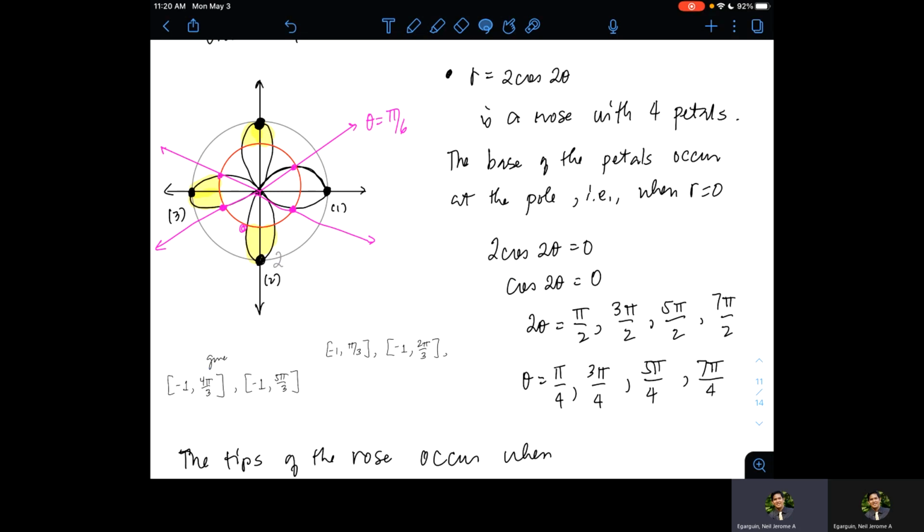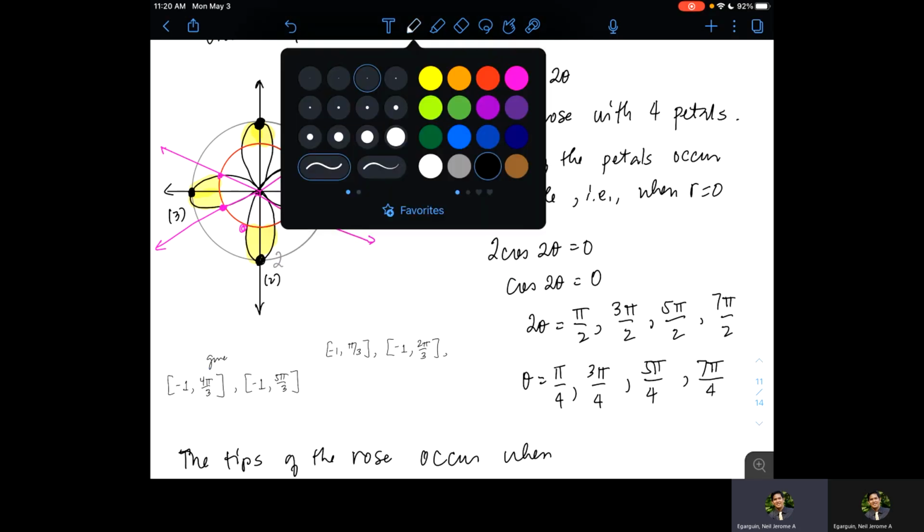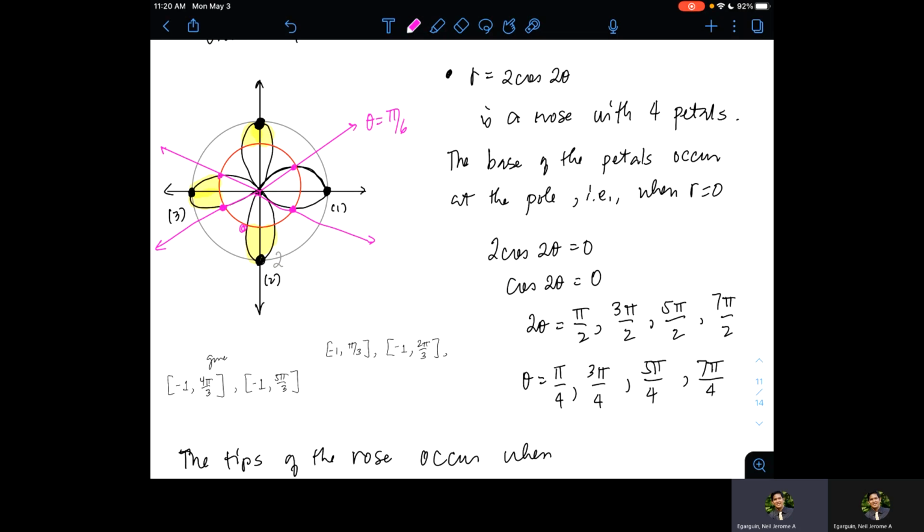Okay, so we have negative 1 comma pi over 3. So pi over 3 would be somewhere here, right? But we'll be going in the negative direction. Maybe I should draw it like this. So say this is theta equals pi over 3. But since our radial value is negative 1, we go in the opposite direction, 1 unit there. That gives us this point of intersection. And then 2 pi over 3 is somewhere here.